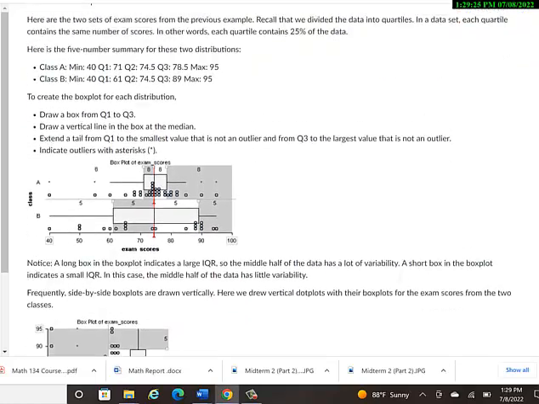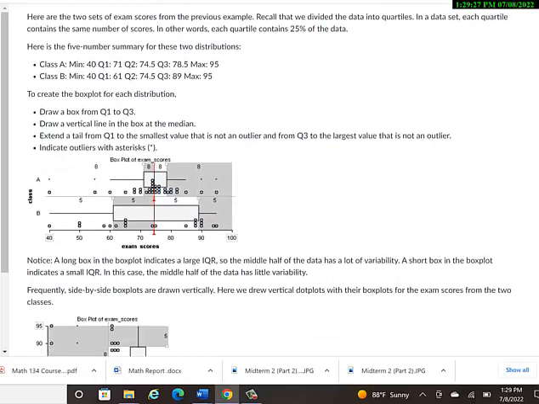So here's an example for exam scores. Here are 2 sets of exam scores from the previous example. Recall that we divided the data into quartiles. In a data set, each quartile contains the same number of scores. In other words, each quartile contains 25% of the data. So basically, we haven't had to come up with our own quartiles yet. I guess we're assuming also that the number of data values is divisible by 4 so that we can divide it into 4 quartiles. But all you would do is list the data from smallest to largest, and then divide those values by 4.